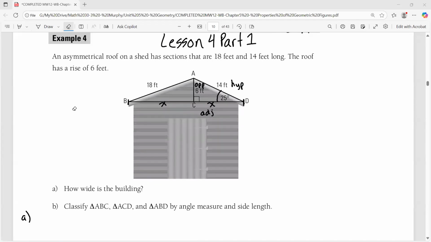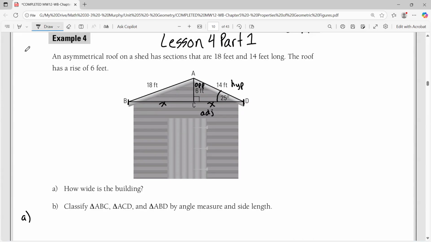Okay, this is geometry, lesson 4, part 1, and we're going to look at example 4. An asymmetrical roof on a shed has sections that are 18 feet long, right here, 14 feet long, down here, and then the roof has a rise of 6 feet. And for both of these questions, I'm going to answer it on this page. I know the solution is on the other side, but I want you to be able to look at this as we solve it. So the first part is, how wide is the building?